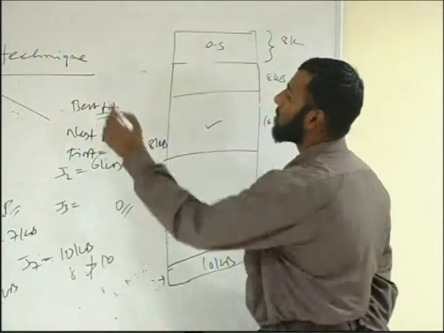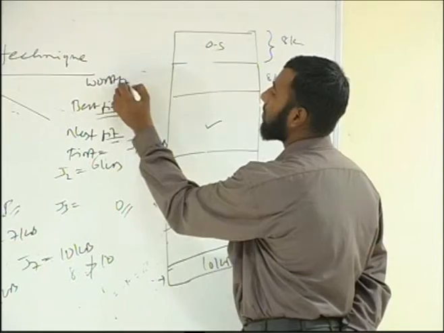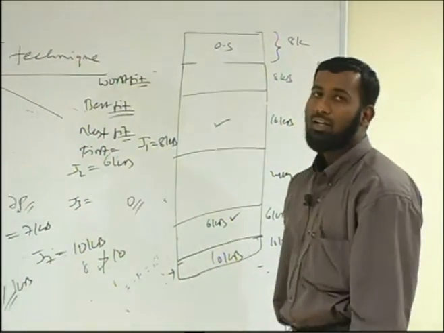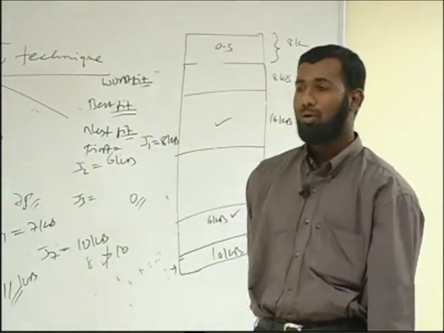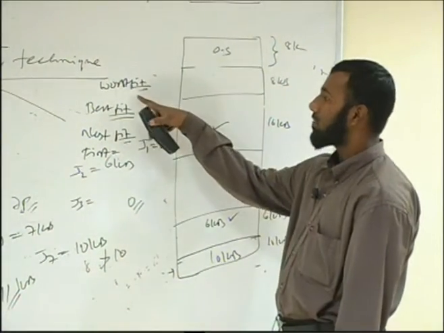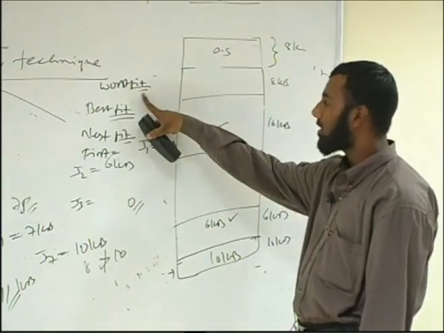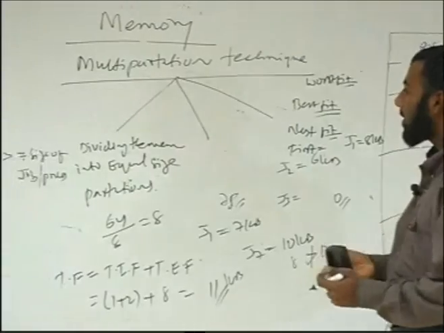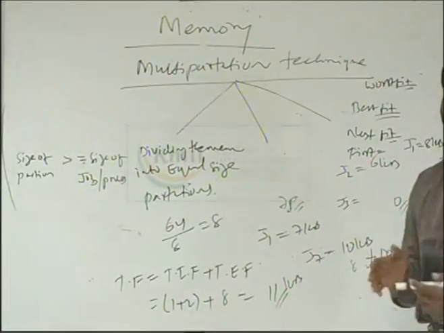Then you have worst fit. In worst fit, you allocate a partition in such a way that internal fragmentation is larger. Now there are a few cases in which worst fit is not worst, which we'll see in the third scheme of memory management called dynamic memory allocation, which we'll see in the next session.